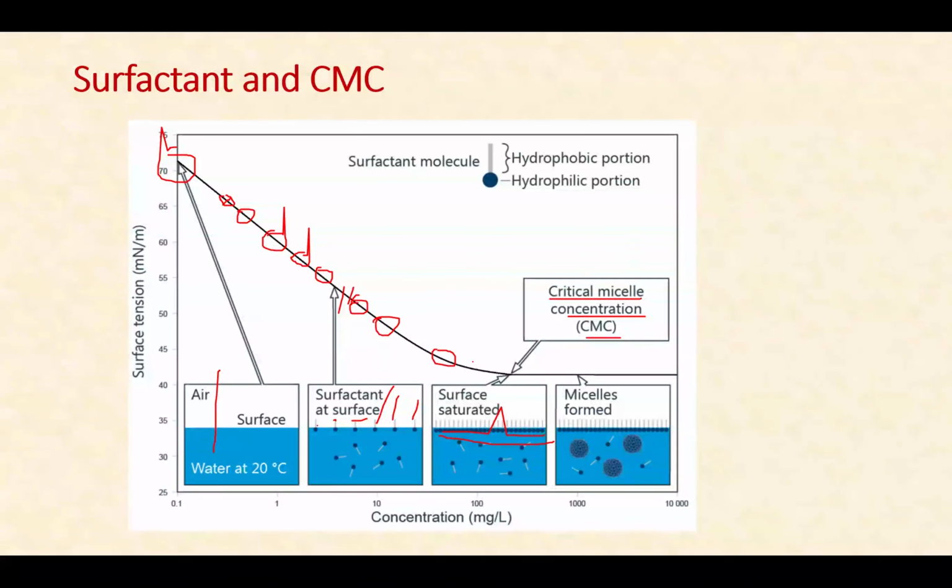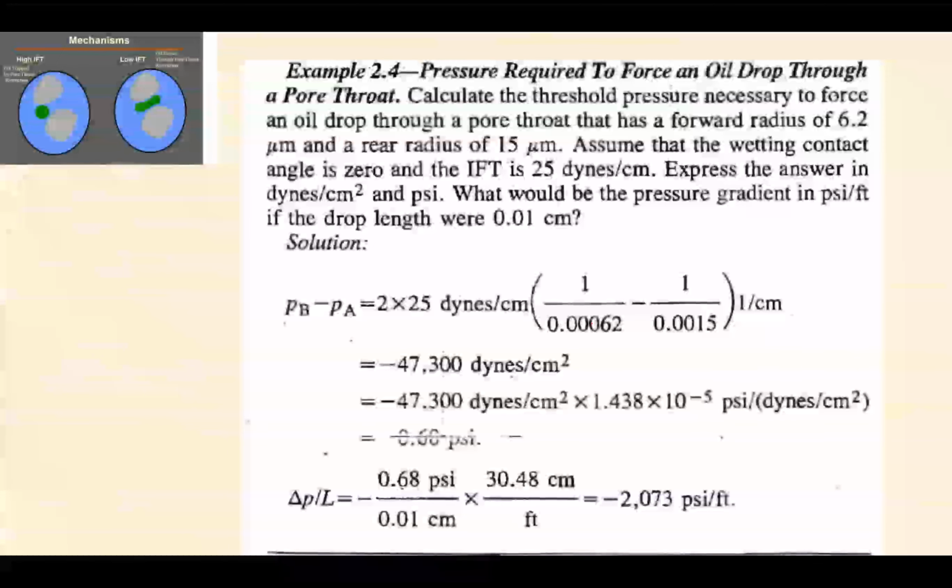After that, if you draw the plot, you will find that after a certain concentration there is no further decrease of the surface tension value. That particular value is known as the critical micelle concentration. Now this surface tension or interfacial tension value plays an important role.